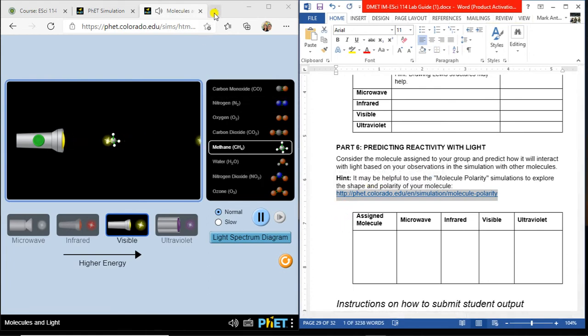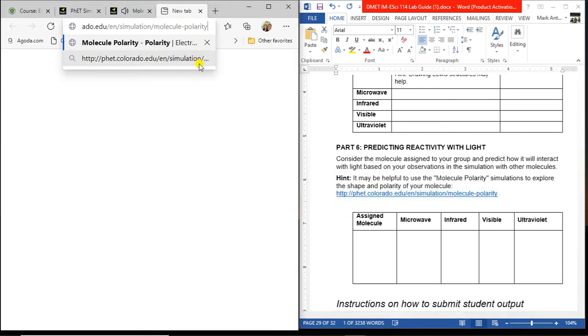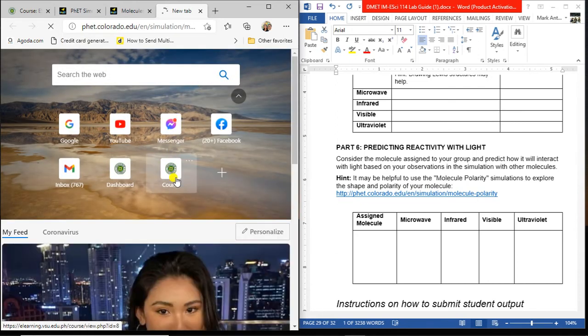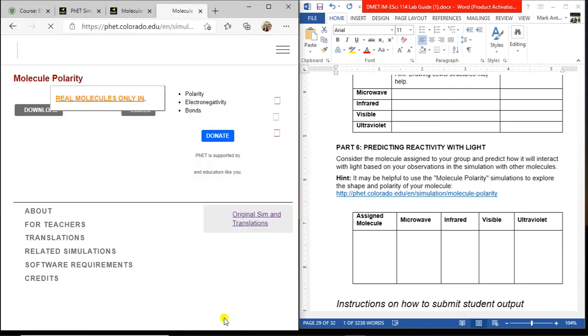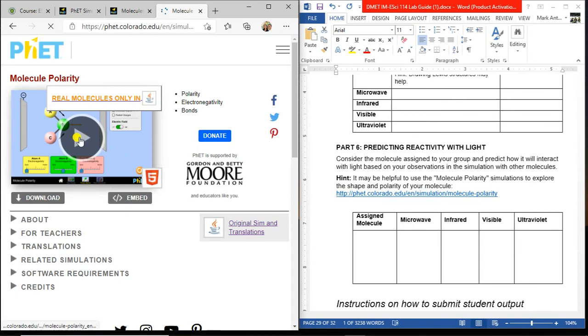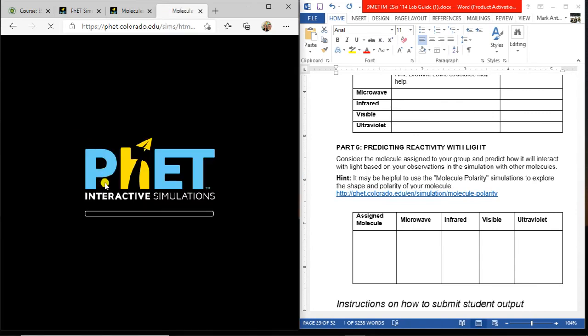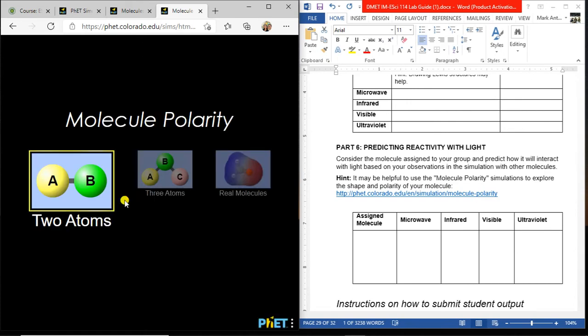So you may right click and open it, so here we can see. You can click this and then it will load. Here we have 2 atoms, 3 atoms, and real molecules. Since what I assigned to you is a real molecule, you can choose from the 7. These real molecules are carbon dioxide, water, oxygen, methane, and so on and so forth. So choose among these real molecules.